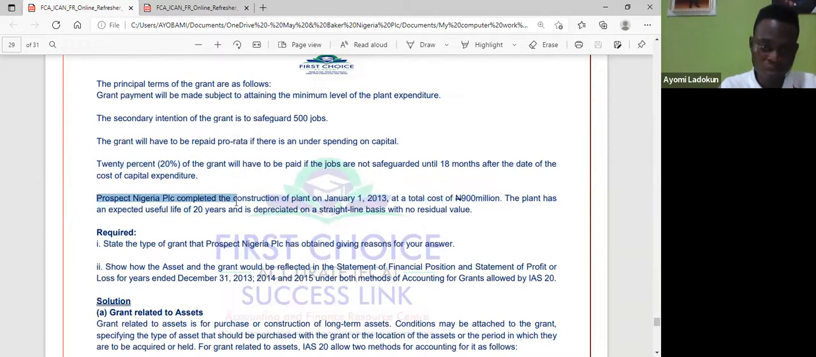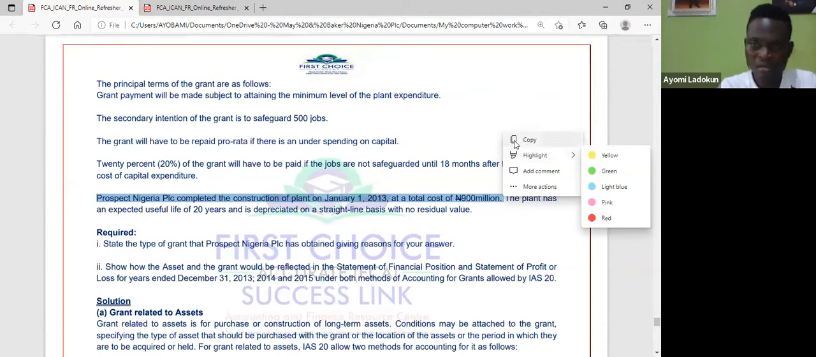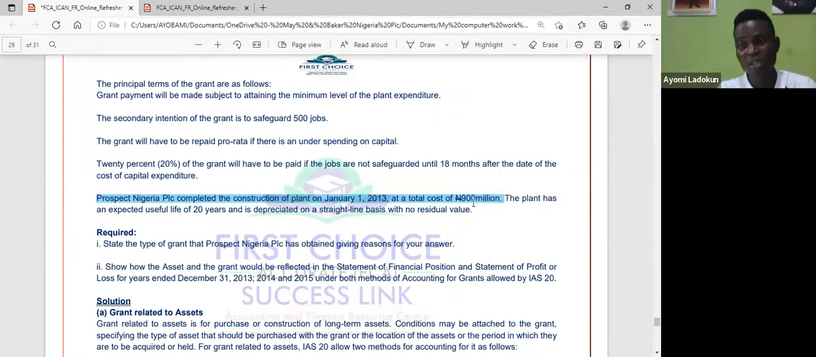Prospect Nigeria PLC completed the construction of the plant on 1st January 2013 with a total cost of 900 million. Okay, so initially they estimated 880 million, but they actually completed it by spending 900 million. So obviously, I'm going to use 900 million. Now the plant has an expected useful life of 20 years.